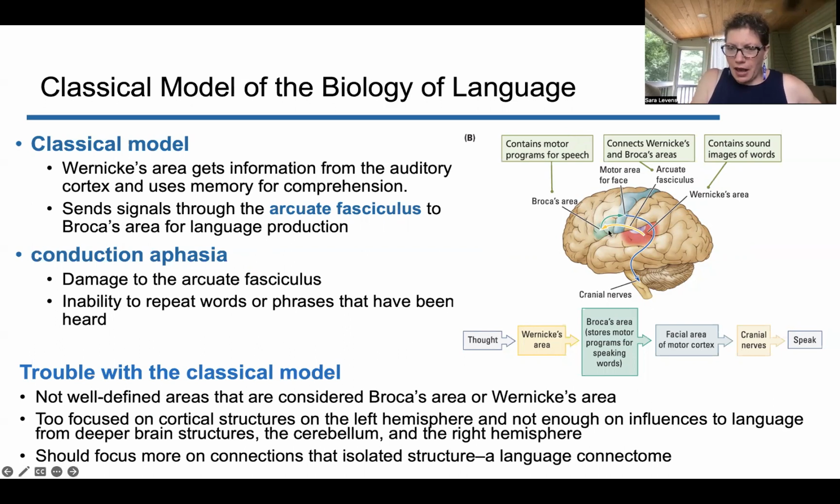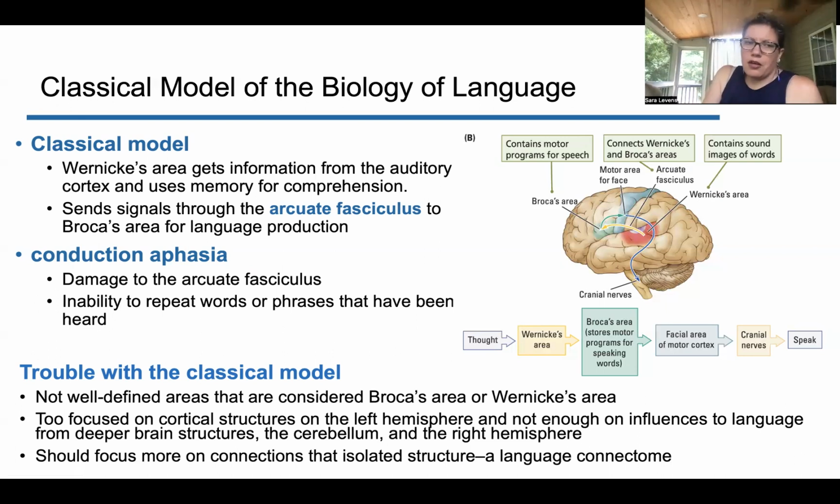And you can kind of see that right here, this would be Wernicke's area, and then this would be Broca's area. And you can see here that they have the arcuate fasciculus depicted as a pathway between them. This is a nice breakdown too: if you're talking about thought, then it would go to Wernicke's area. Broca's area stores motor programs, and then it would go to the facial area of the motor cortex and to cranial nerves. And you can see some of the areas that are involved here and their proposed connections.